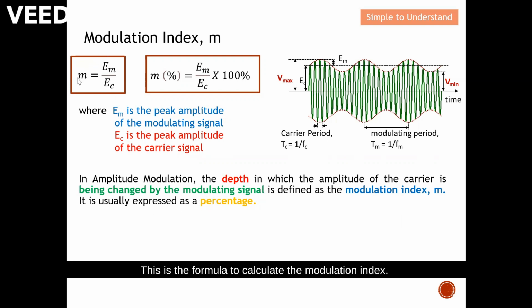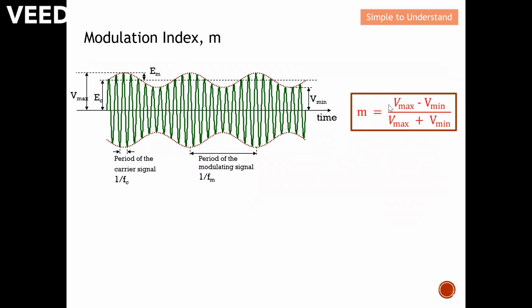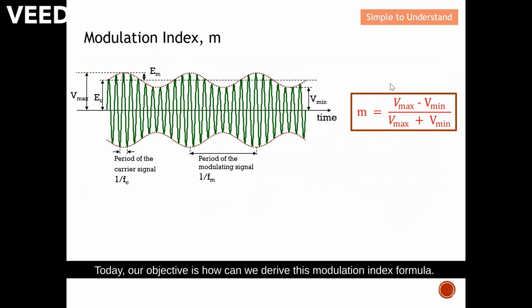So this is the formula to calculate the modulation index. M is equal to the peak amplitude of the modulating signal over the peak amplitude of the carrier signal. Like I mentioned, it is normally expressed as a percentage. Today, our objective is to derive this modulation index formula. I'm going to show it to you step by step.